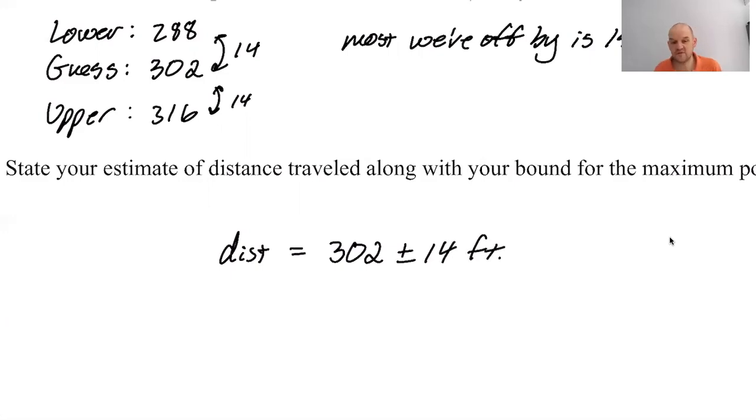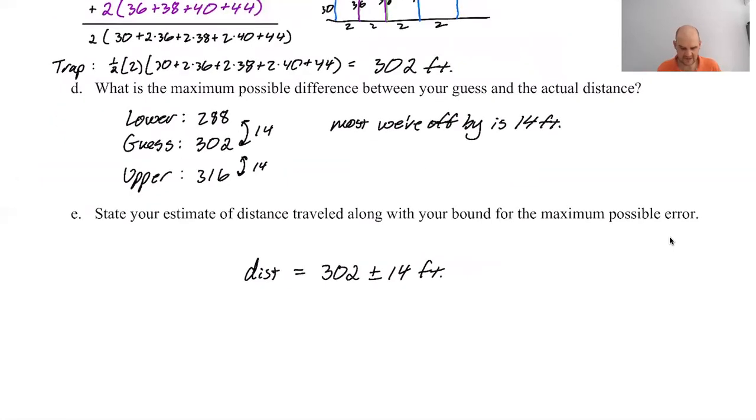That's a really useful thing to tell someone. Like if someone says, how far did you go? 302 plus or minus 14. So then somebody would be like, well, did you go 320? And you can be like, guaranteed we did not go 320 because the most we could have gone is 316. Did you go 285? Guaranteed we did not do that because the least we could have gone is 288. So 302 minus 14. Might you have gone 307? Definitely, that's in there. It's possible that we did that. So I think this is a really good thought process.